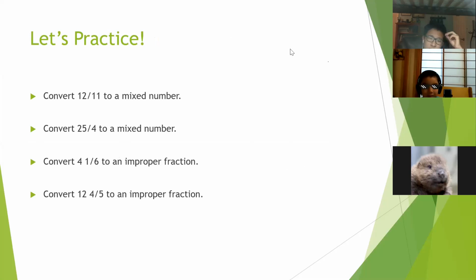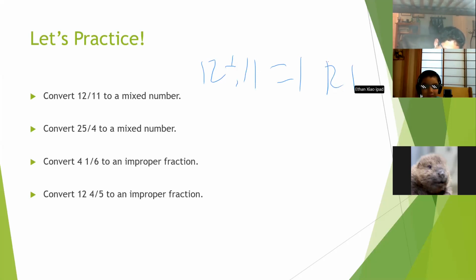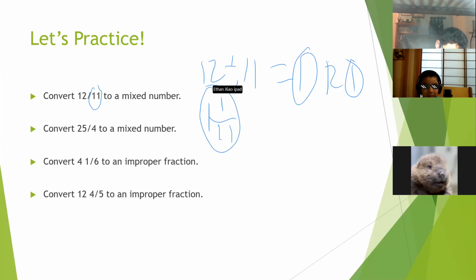So a lot of you have finished these problems already. I'm just going to go over these. So first we have convert 12 over 11 to a mixed number. What we have to do is we divide 12 by 11. So 12 divided by 11 equals 1, and the remainder of that is 1. So we just write this 1 as the whole number. We write this as the numerator of the new fraction. And we take this old denominator and we write it right here. So the answer is 1 and 1/11 for the first problem.